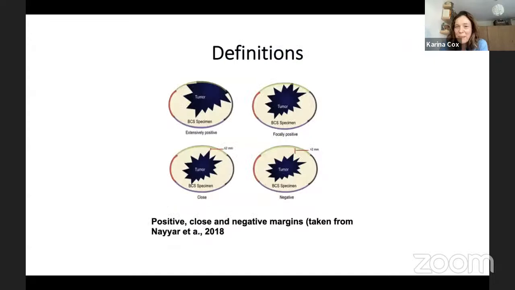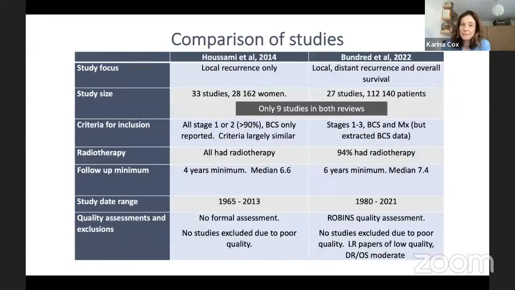And just before I plough in and talk about the actual results of our review, I think definitions are always useful. As you can see on the screen, positive, extensively positive, you can see the tumour right at the ink; focally positive, bits of tumour at the ink. And what's defined as close margins is under 2 millimetres for these meta-analyses, and what is defined as negative margins is greater than 2 millimetres.